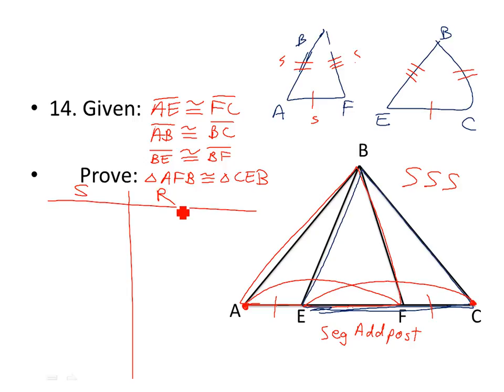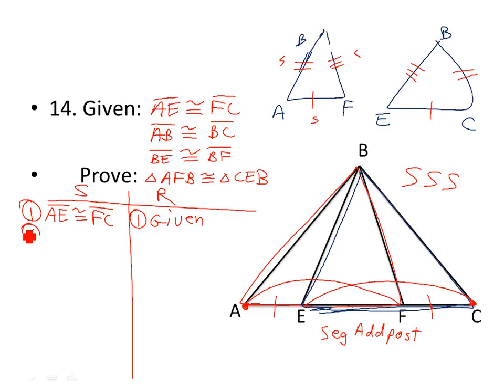Statements, reasons. Again, I'm trying to go quick so we can get to a couple other problems. First statement. Let's just go ahead and start with that hard one. Segment AE is congruent to segment FC. How do we know that? It's given. Now be careful. Is that a pair of sides in our two triangles? No. What we do next is we want to get to those two sides.